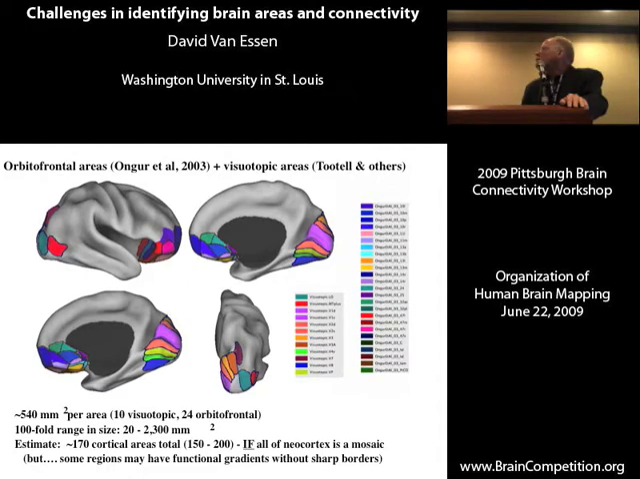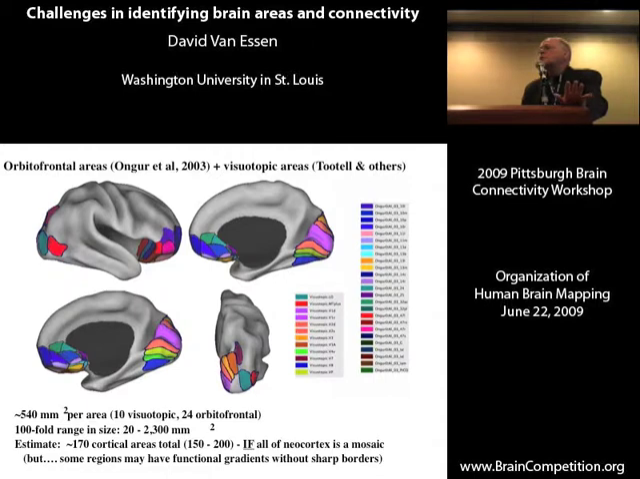two sets of cortical areas that are pretty well understood and have been mapped to our PALS atlas. So if we take the visuotopic areas done from various fMRI studies on one side, and the orbital frontal areas analyzed architectonically by Joel Price, we find that on average they're about 500 millimeters squared. There is a 100-fold range in size in humans as in macaques, but if we take that average, we can estimate there's going to be somewhere between 150 and 200 cortical areas if they fall within this range.